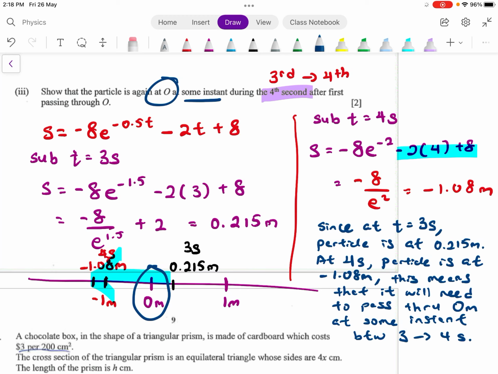So for part 3, the important keyword is the 4th second. Always remember, every time you see 4th second, it's from the 3rd to the 4th. Or if they say 5th second, it's from the 4th to the 5th second. So that's the meaning of this question.